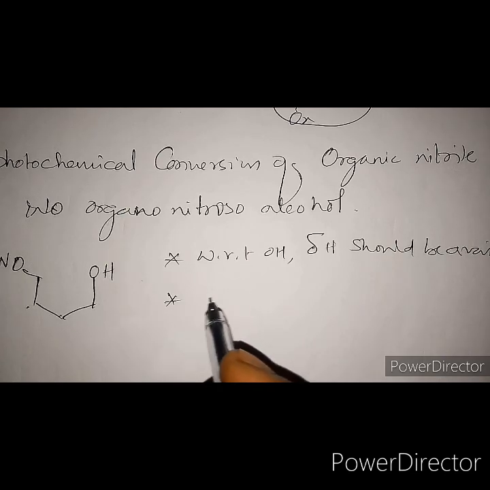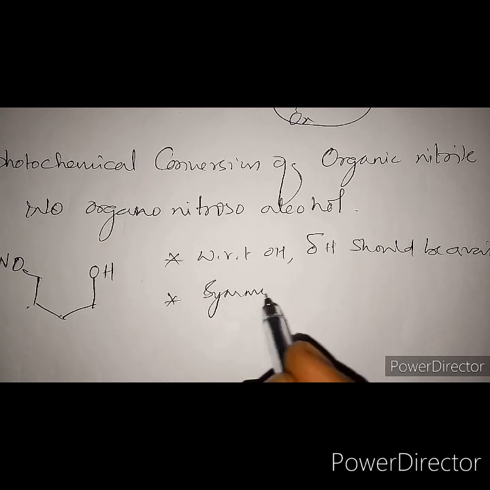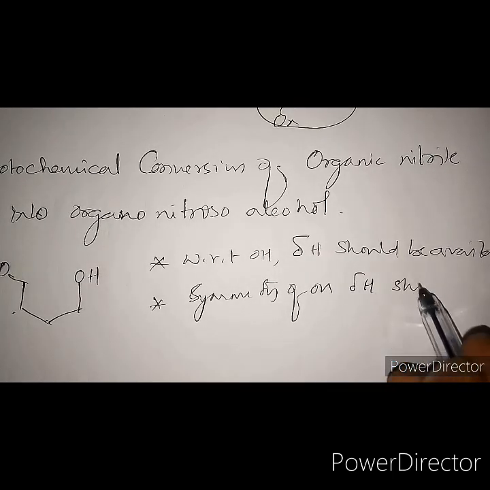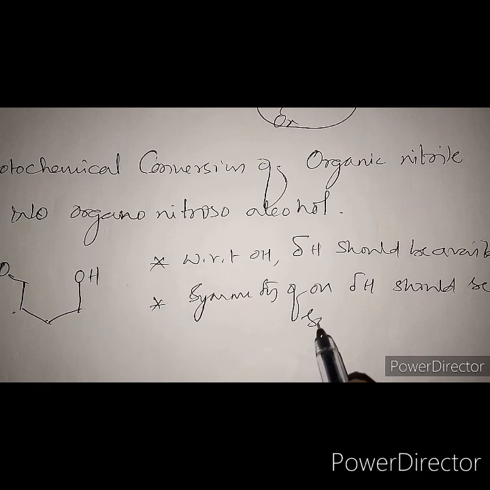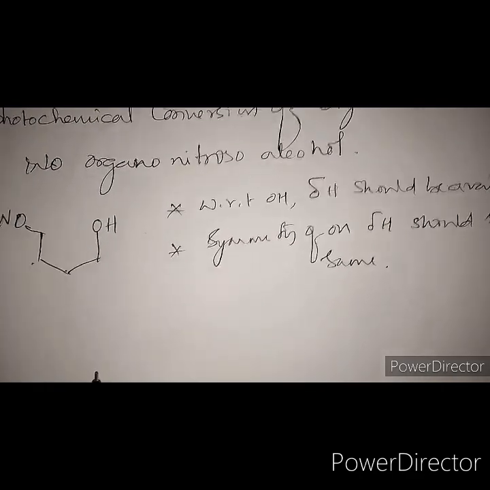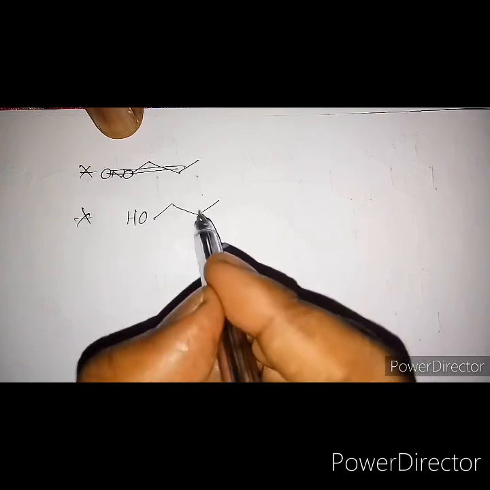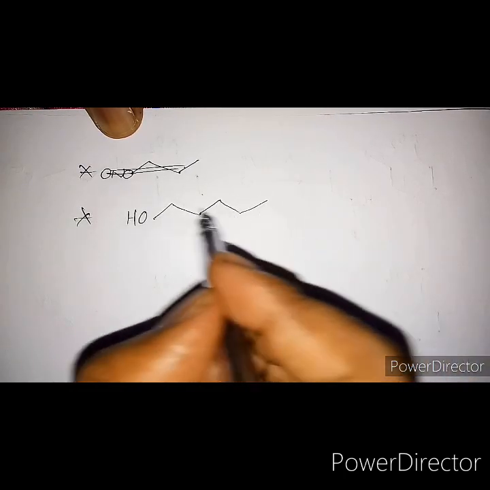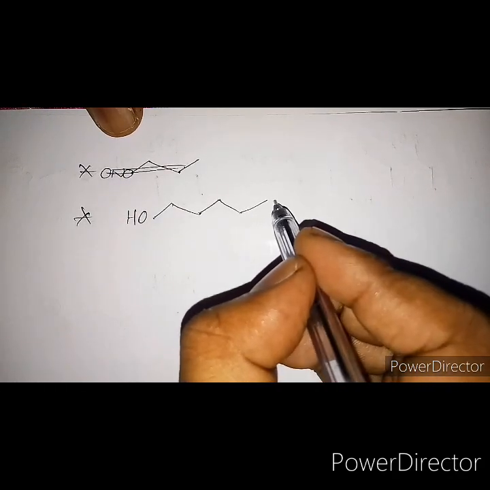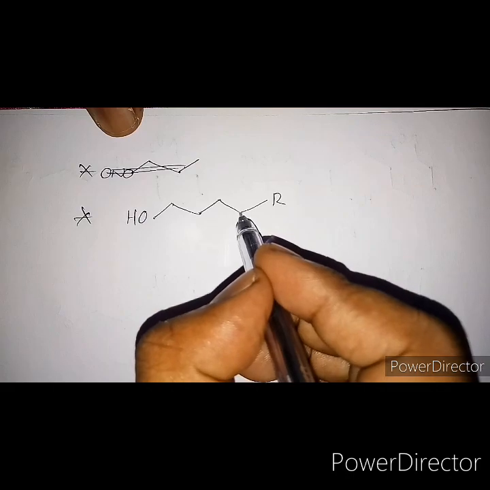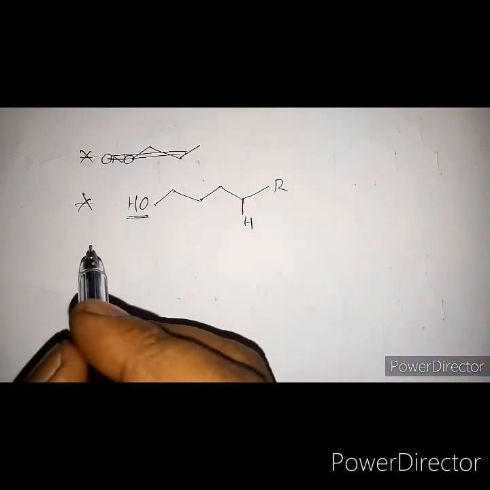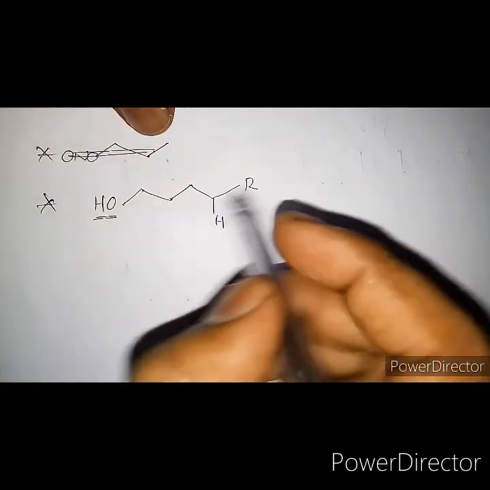And with respect to OH, the symmetry of OH and delta hydrogen should be the same. Then only the reaction will go. Alpha, beta, gamma, delta, some R group. So this is delta. So with respect to OH, we have a delta hydrogen and they are in the same plane.